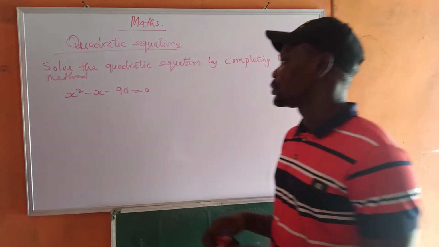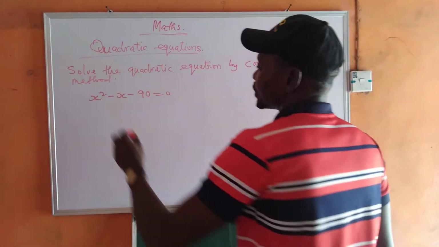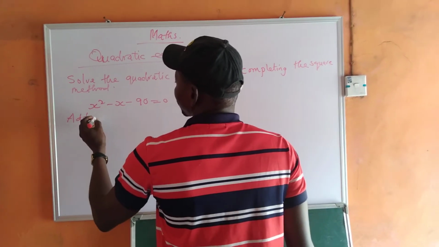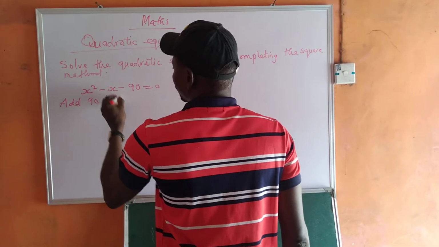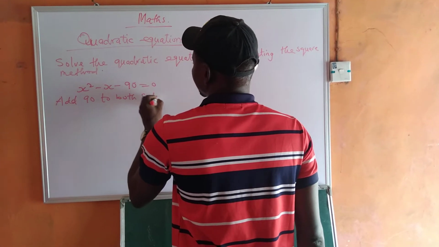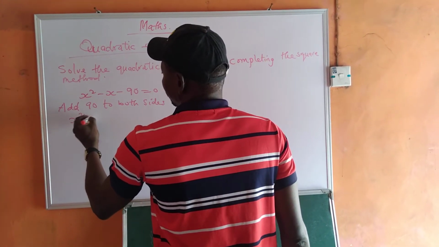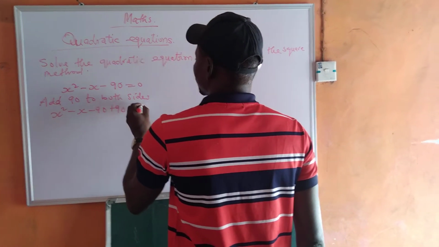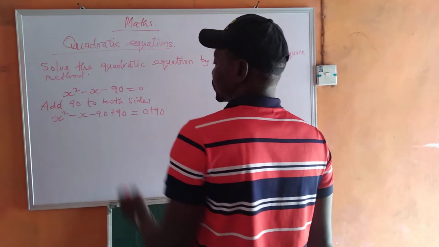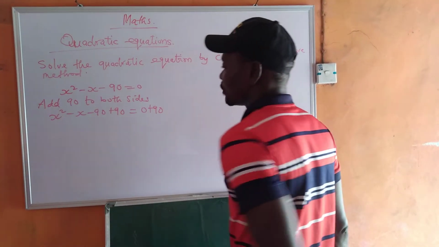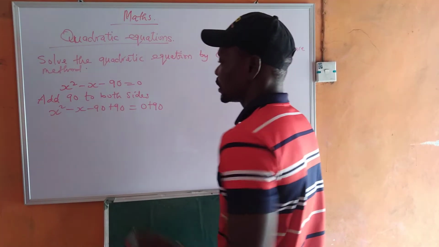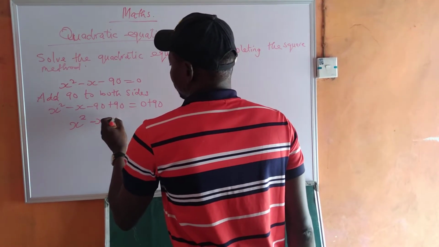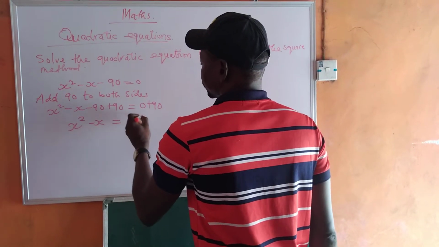So the first thing we are going to do is to add 90 to both sides. In order to start from there, we say add 90 to both sides, and that will be x squared minus x minus 90 plus 90 equals 0 plus 90. Now, in that regard, minus 90 plus 90 will give us 0. So 0 plus 90 will give us 90. So we have left x squared minus x equals 90.